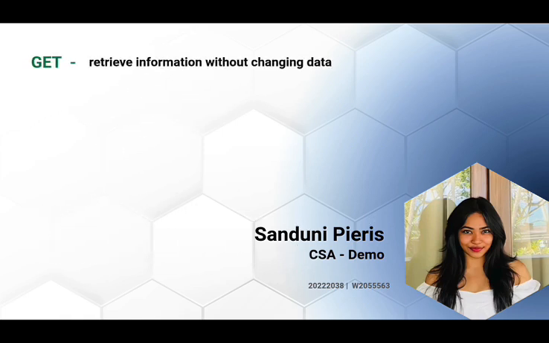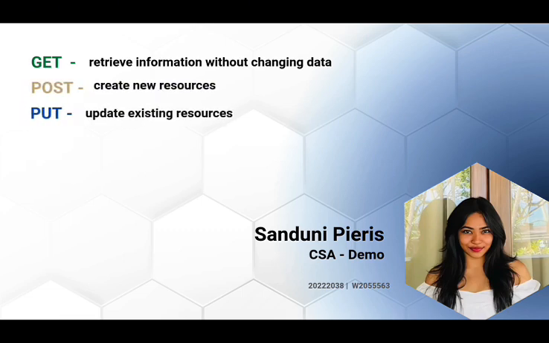GET request: retrieve information without changing data. POST request: create new resources. PUT request: update existing resources. DELETE request: remove resources. You'll also notice consistent use of the HTTP status codes that follow REST API best practices.